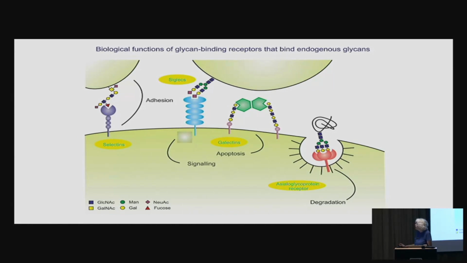They can be involved in cell signaling. The siglecs are one family of proteins which do this. They can do things like apoptosis. Many of you will have heard about the galectins recently. They can also be involved in endocytosis of circulating glycoproteins. So the asialoglycoprotein receptor is a key protein that does this, clearing serum glycoproteins into the cell for degradation in the lysosomes.